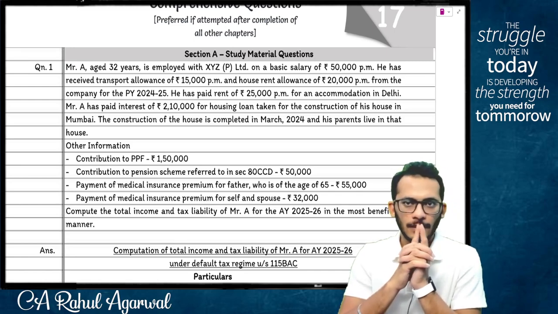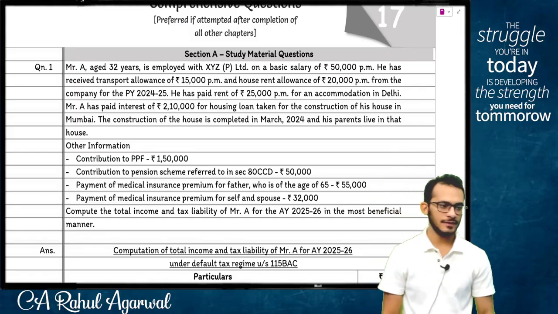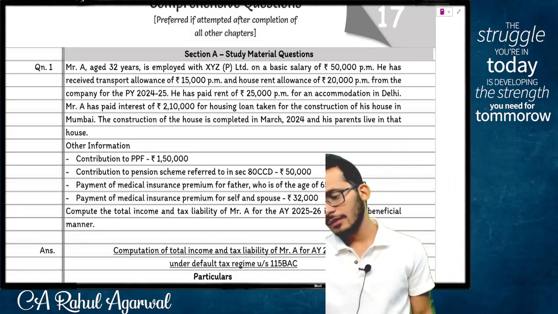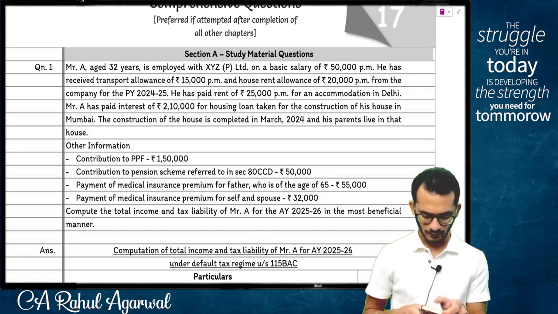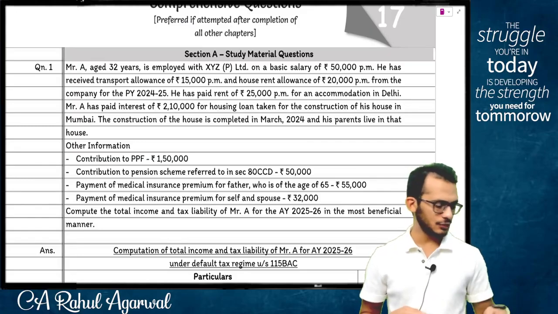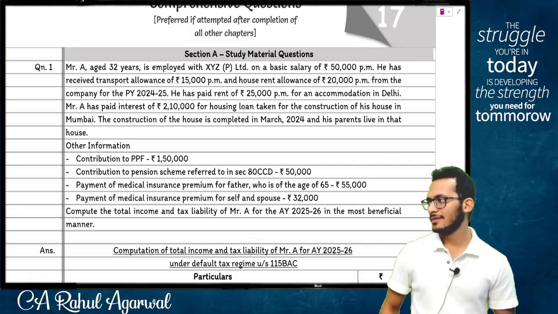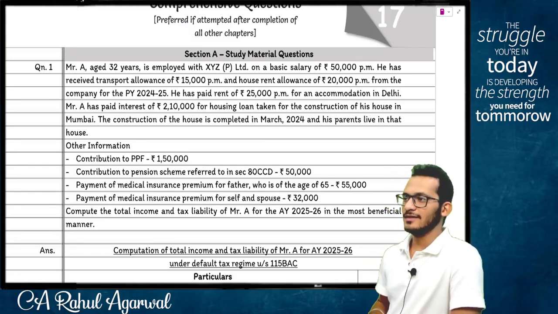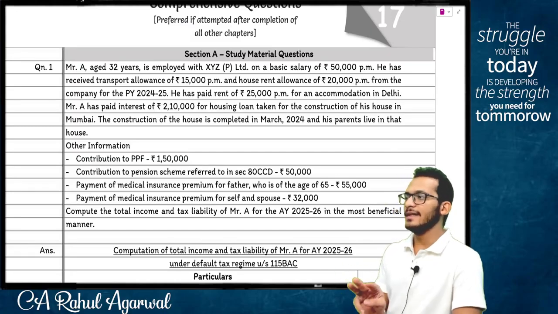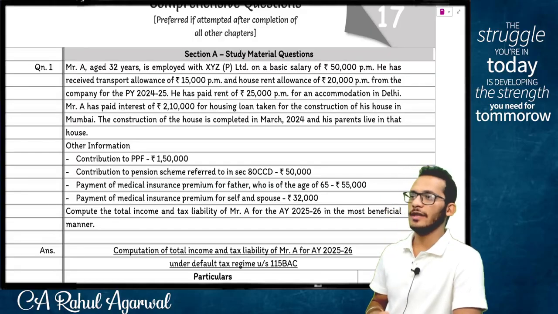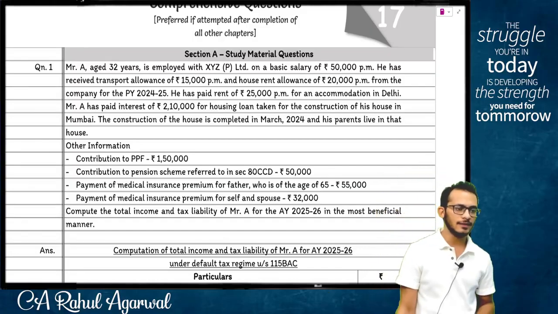Then 80CCD hyphen own contribution to NPS. The number in the second column is 50,000, a separate claim. People, the overall restriction of 1,50,000 is for 80C, CCC and CCD own contribution of 10%. The own contribution of 50,000 and employer's contribution are separate claims. You are permitted, so 50,000 gets allowed as deduction.